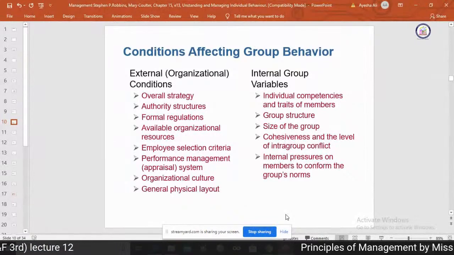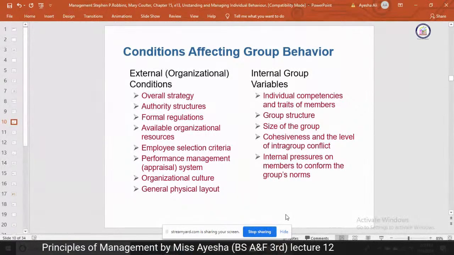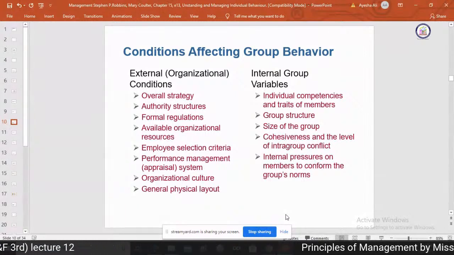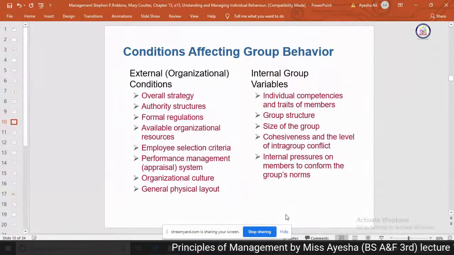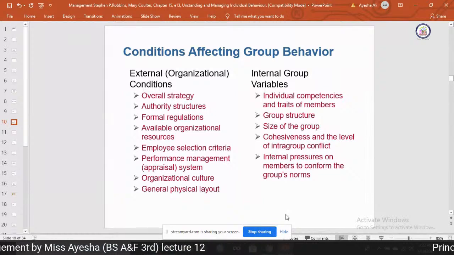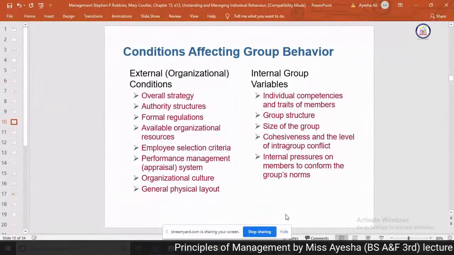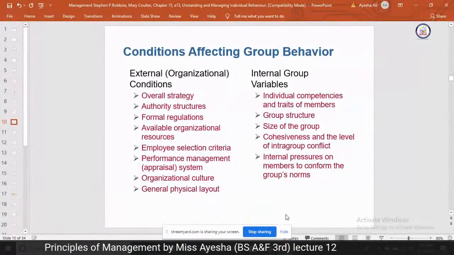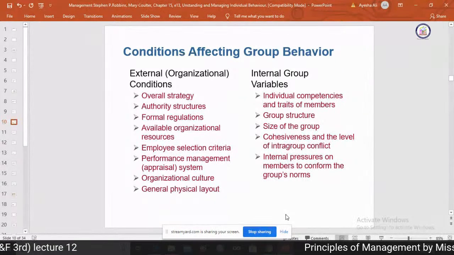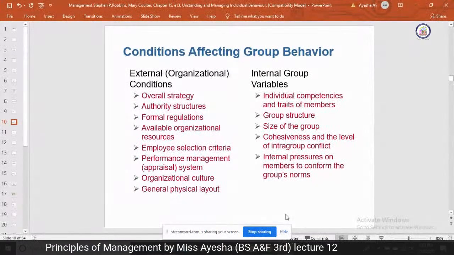group behavior. And employee selection criteria: what is the criteria, what is the procedure for selecting employees, whether it is merit based, whether the selection is based on favoritism, whether they are hiring on the basis of qualification, whether on the basis of experience. So what is their criteria, what is their benchmark.